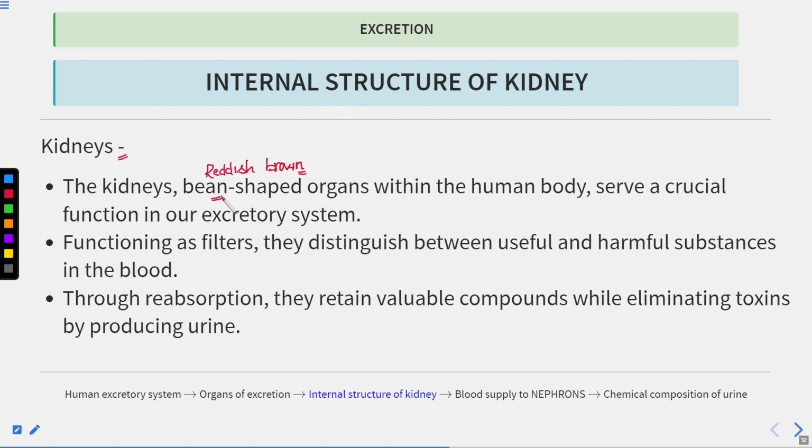The kidneys are bean-shaped organs within the human body, and they serve a crucial function in our excretory system. What is this crucial function? This crucial function is the filtering of the blood. Blood carries a lot of toxic waste, and these wastes are produced during the many metabolic reactions going on inside the body. So blood contains all these toxic materials.